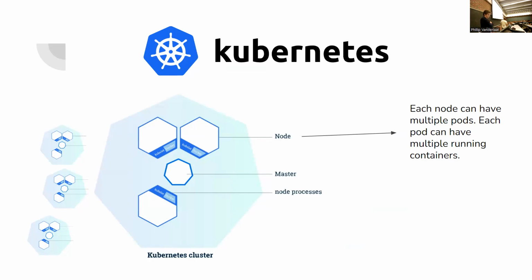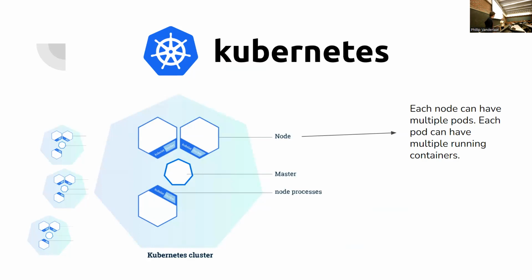So you have this Kubernetes cluster, and then you can have multiple clusters. Within the cluster, you have a node, and you have a master and the node process and all that, but it's not too important. Just think about the node. The node can have multiple pods, and each of those pods can have multiple containers. That's pretty confusing, but it just shows you that it's very powerful.